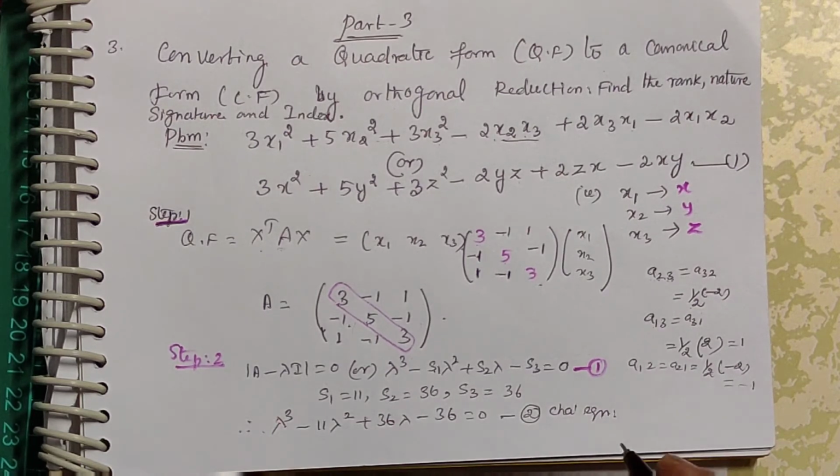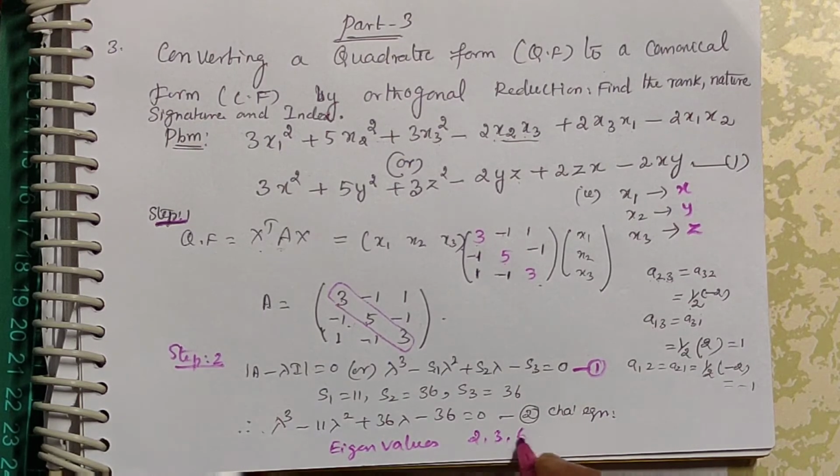Any clarification you can verify in part 2. On solving this, first you use the synthetic division method, and then finally you come to the quadratic equation solution method, and you will get the eigenvalues as 2, 3, and 6.